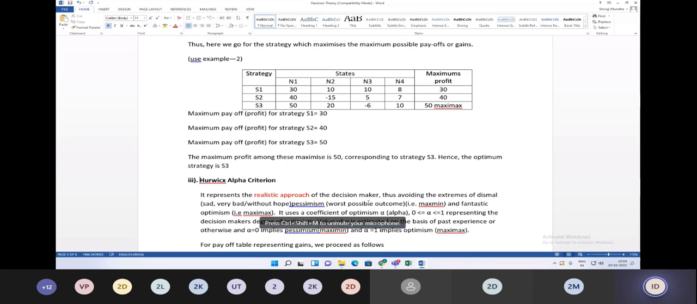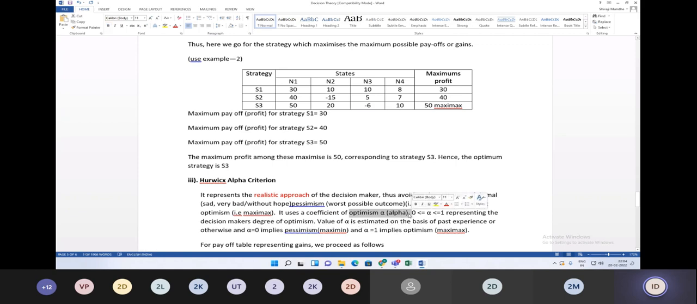Pessimism approach means the worst possible outcome, that is maximin. And fantastic optimism, that is maximax. It uses a coefficient of optimism, that is alpha. What is used here? A coefficient is used.